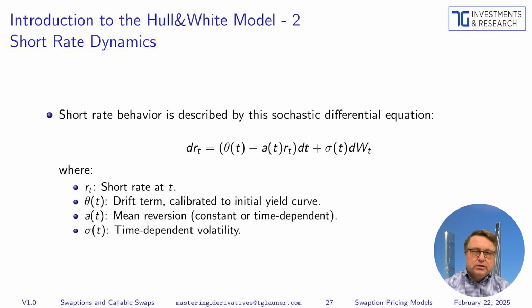Here the drift term theta(t) is calibrated to the initial yield curve, ensuring that the model aligns with observed market conditions. The parameter a(t) controls mean reversion, which can be either a constant or time-dependent function. This determines how quickly the short rate reverts to a long-term average over time. The term sigma(t) represents time-dependent volatility, allowing the model to capture fluctuations in interest rate movements. The final component, dW, is a Wiener process modeling the random nature of rate changes over time.